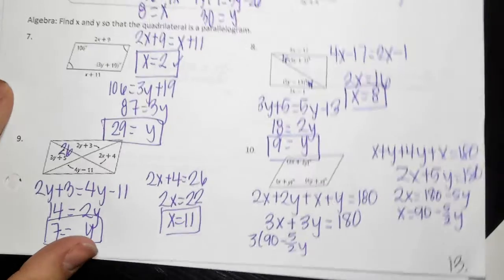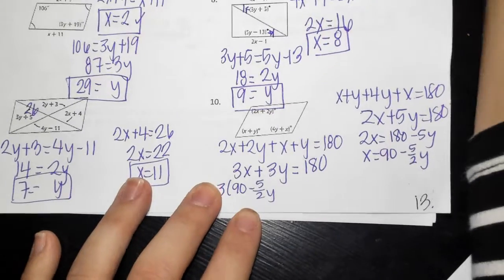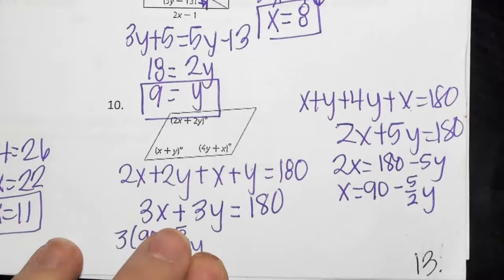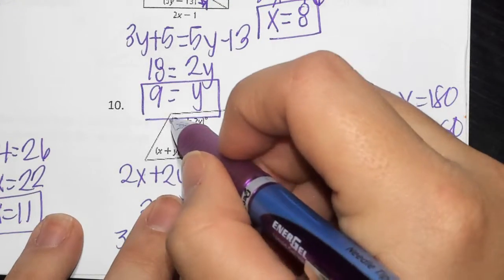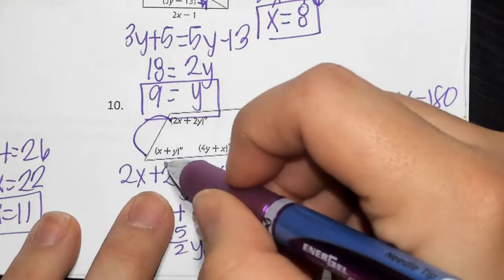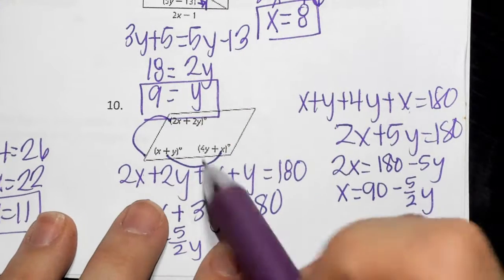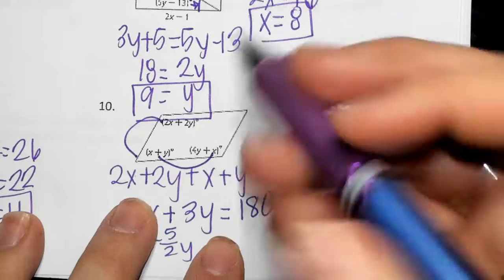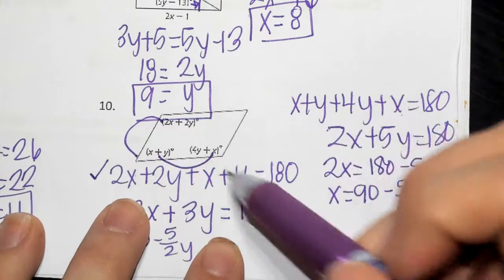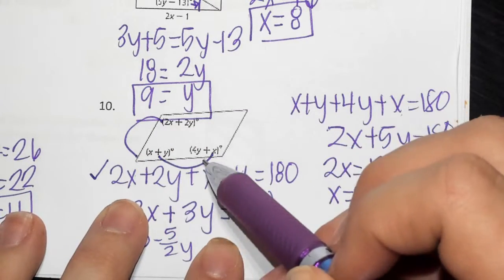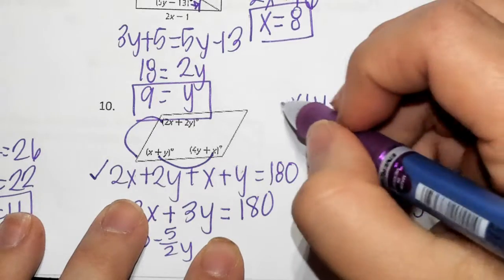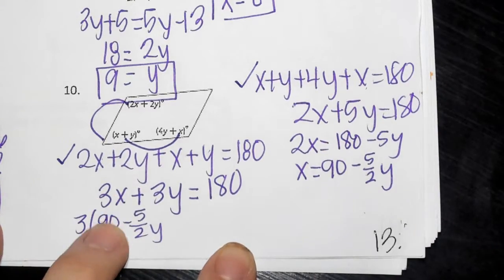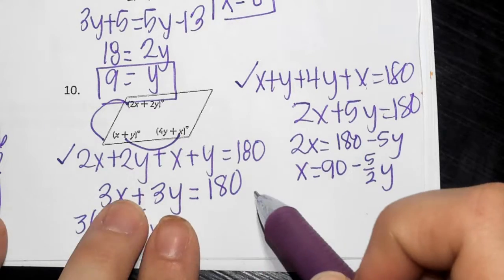Let's talk about 10 real quick. So, any way you worked it out, there was an x and a y on both. Well, these two have to add to be 180, right? And so do these two. So I did 2x plus 2y plus x plus y equals 180. So that's the first one. And then a second way is x plus y plus 4x plus x equals 180. So this was the second way. Well, I went ahead and combined all these. So this became 3x plus 3y equals 180.